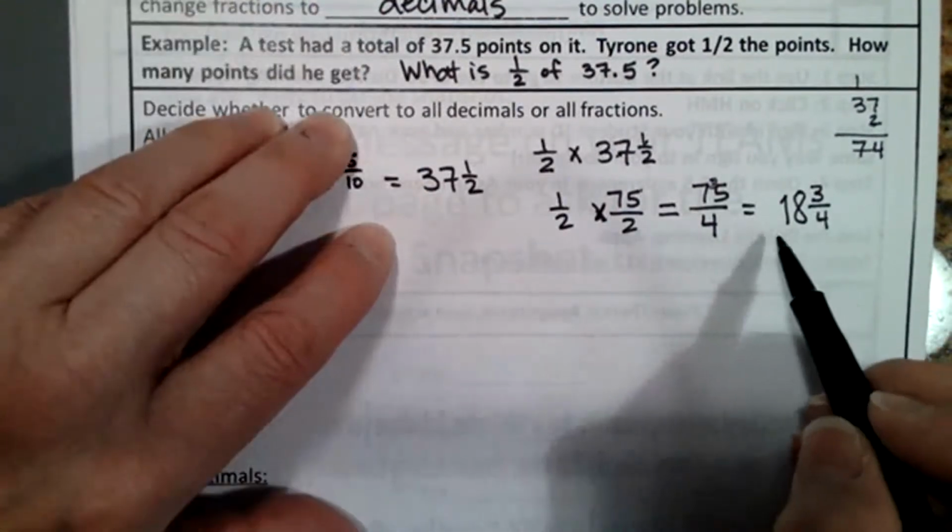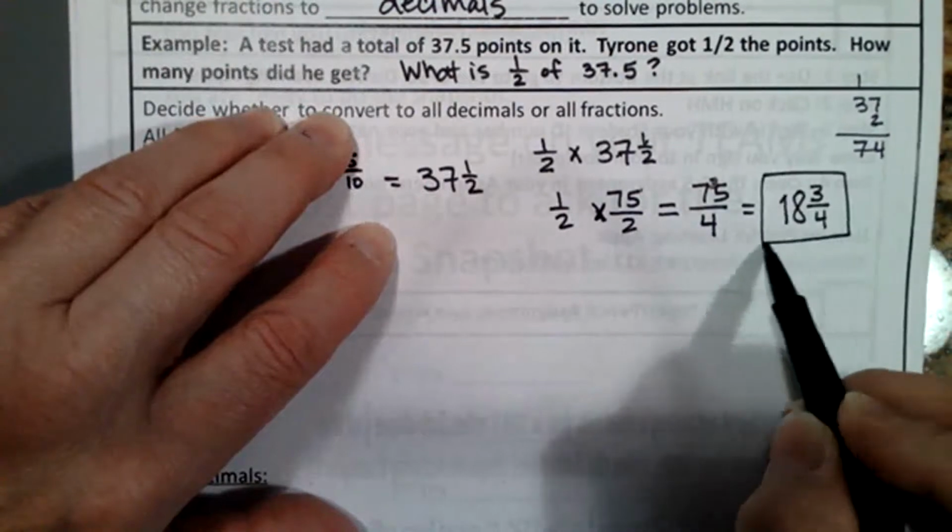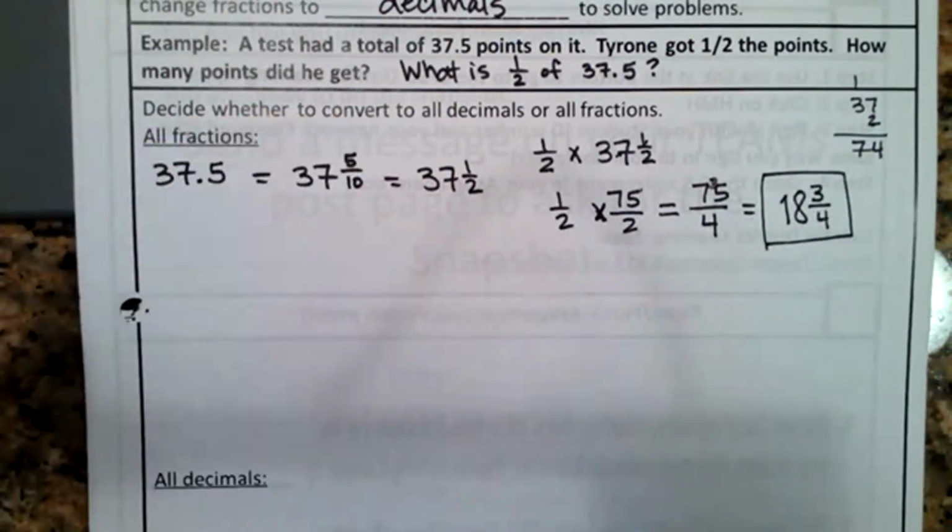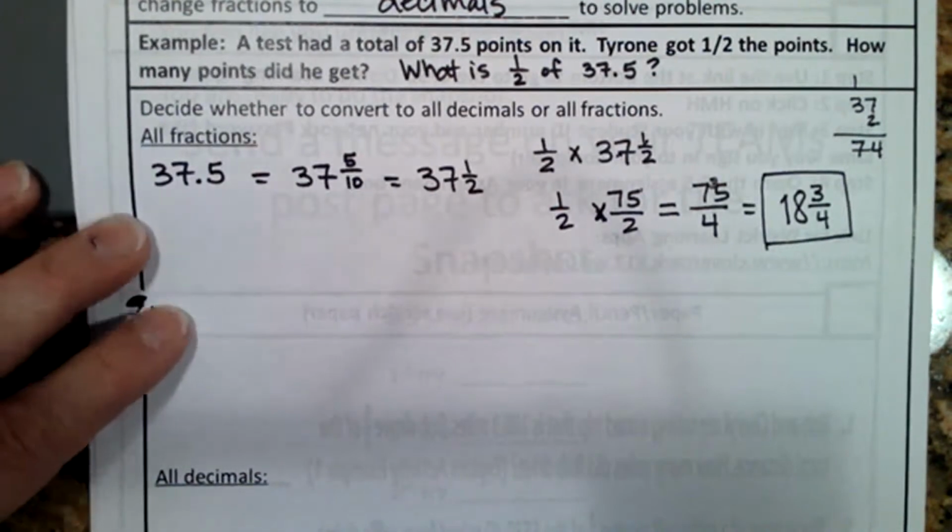How many points did Tyrone get? Tyrone got 18 3/4 of a point. That is doing the problem, putting them all into fractions. So let's talk about putting them all into decimals.